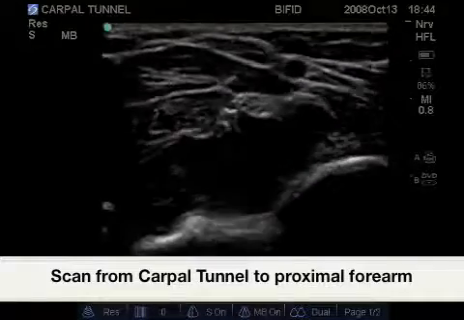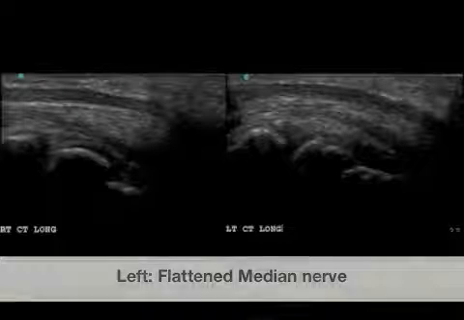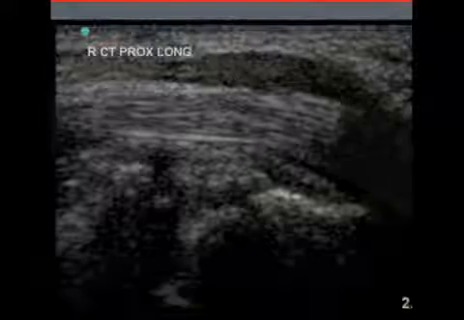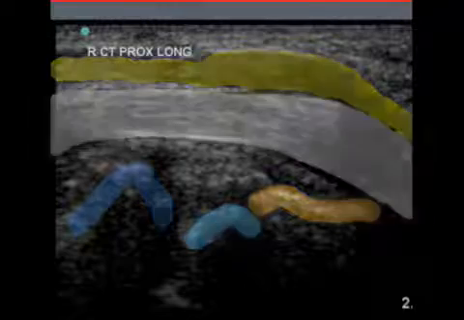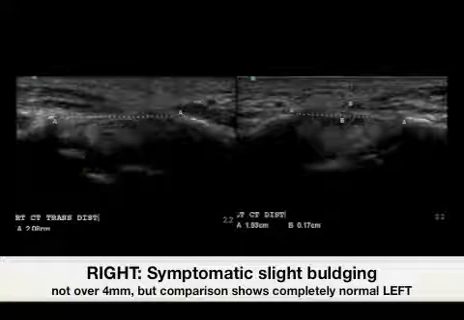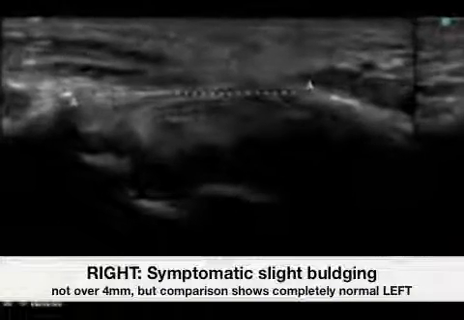The image on the left shows a characteristic flattening of the median nerve. In this image, there's a fusiform swelling or bulging just proximal to the carpal tunnel. Although not quite 4 millimeters, there is slight bulging to the symptomatic side in this wrist, where the asymptomatic side stays completely beneath the carpal tunnel level.